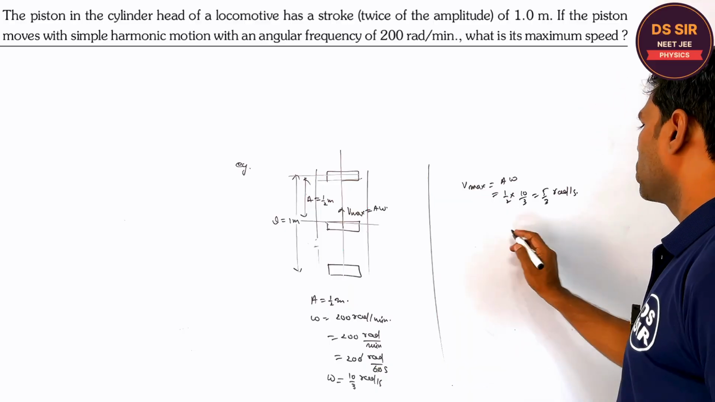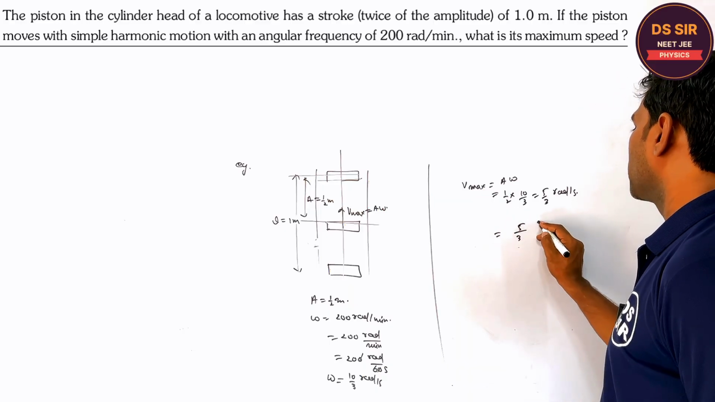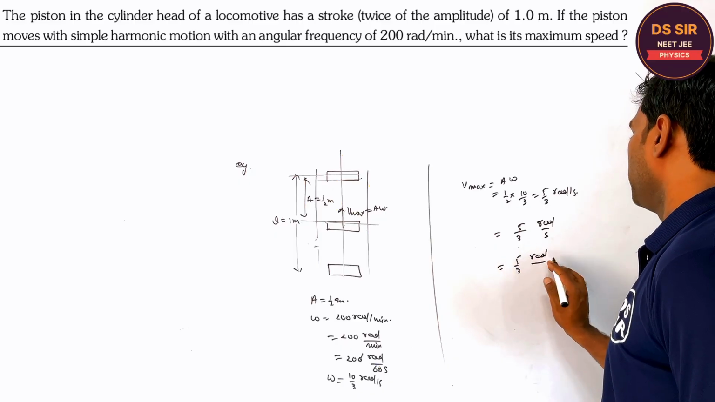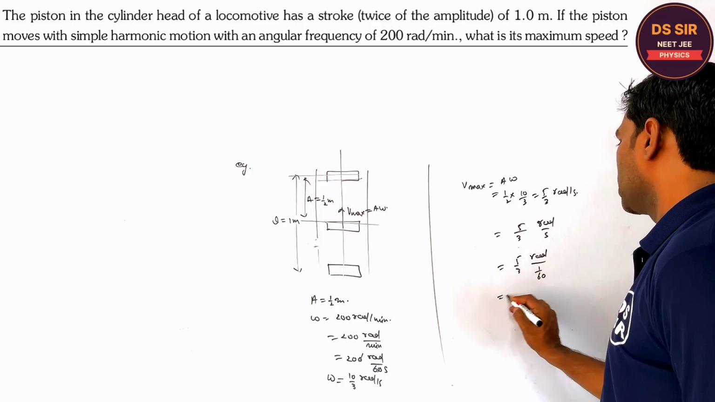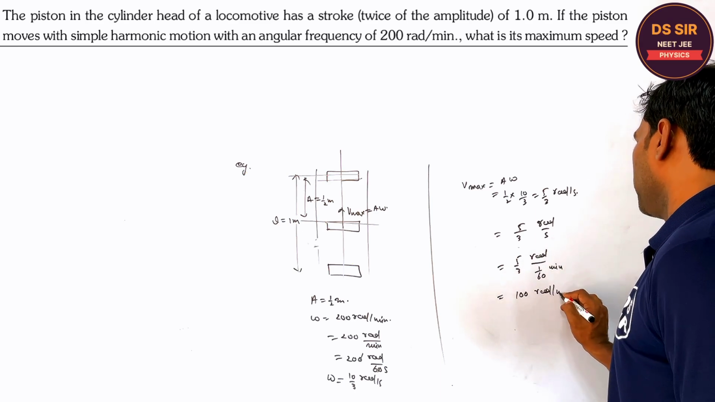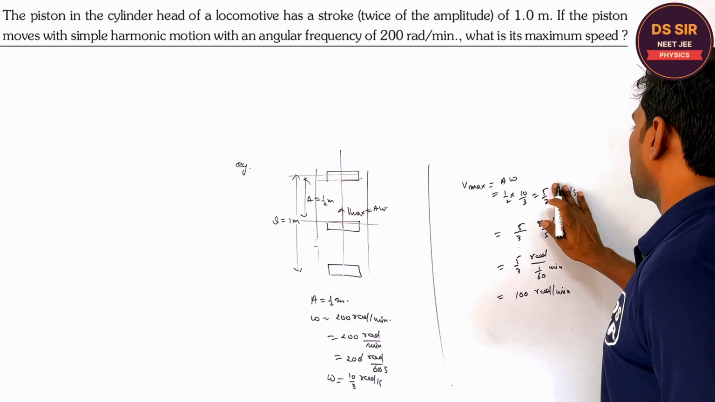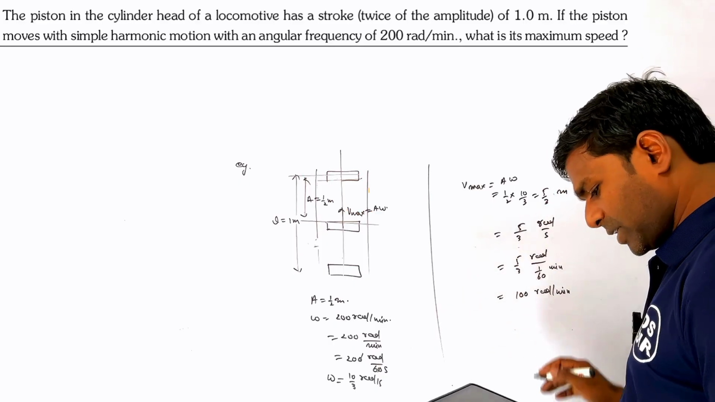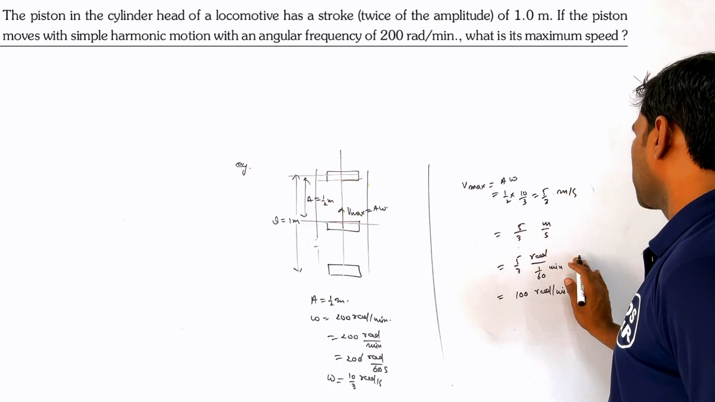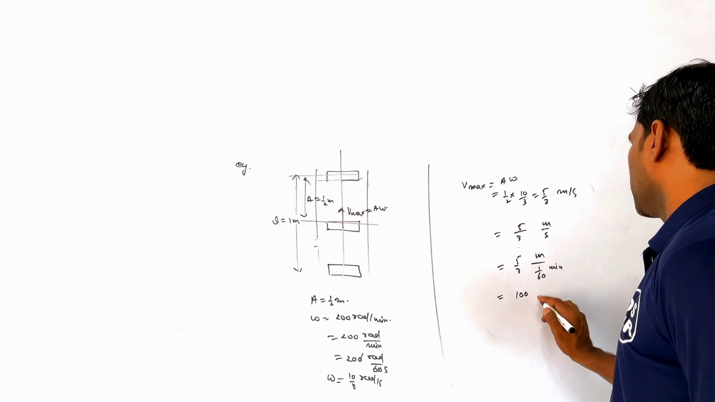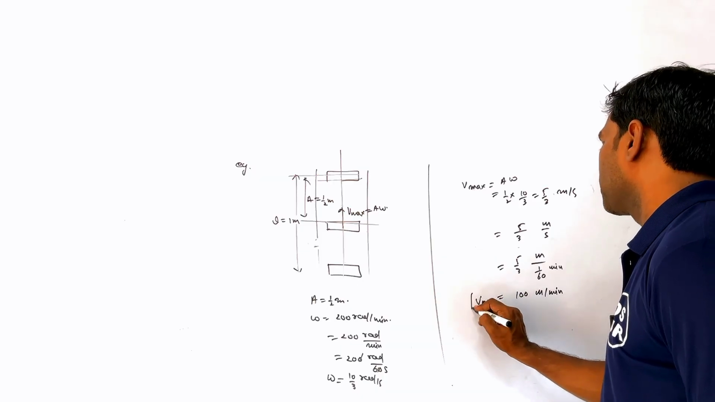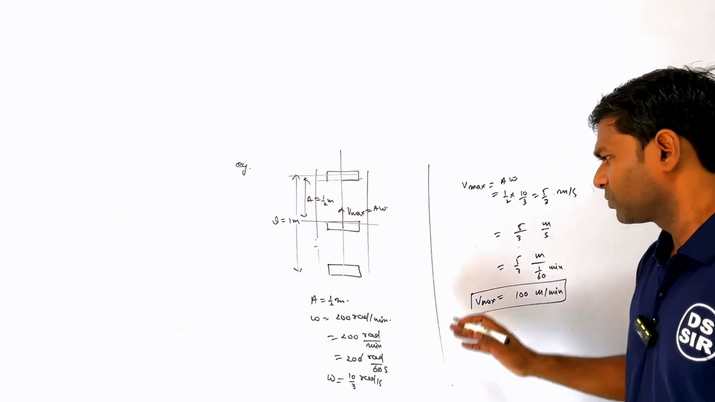Is it clear? You can convert into minutes. This is in meter per second, 5/3 meter per second, and multiplying by 60, it is 100 meter per minute. Sorry, this is in meter per second. 100 meter per minute is the maximum velocity. Is it clear? Copy this.